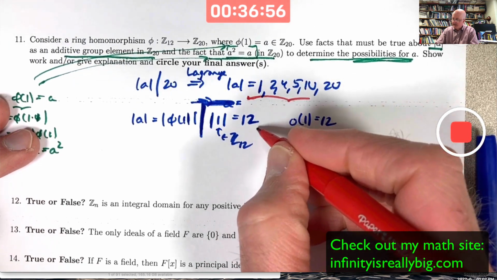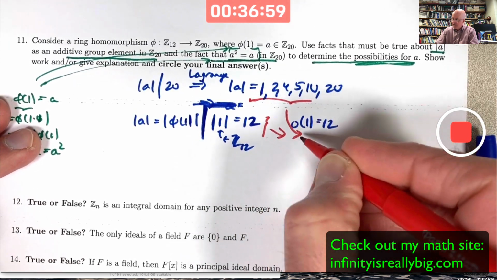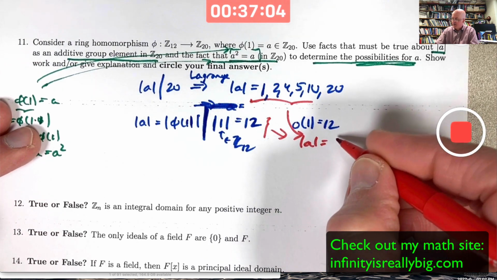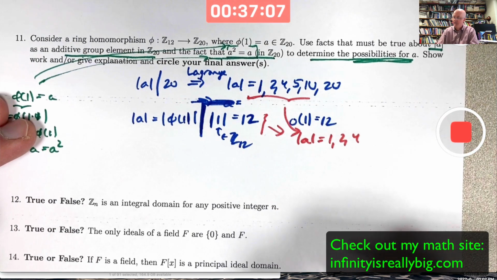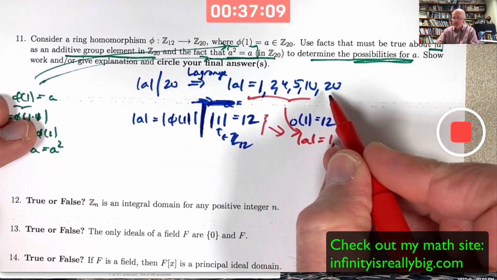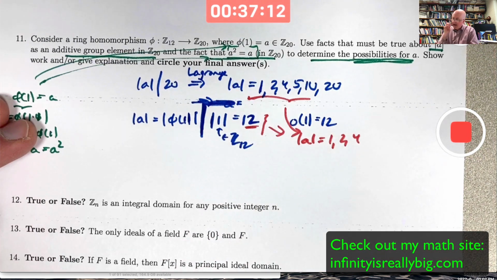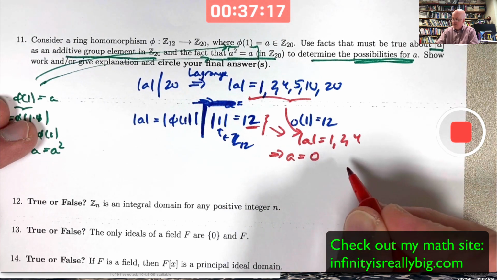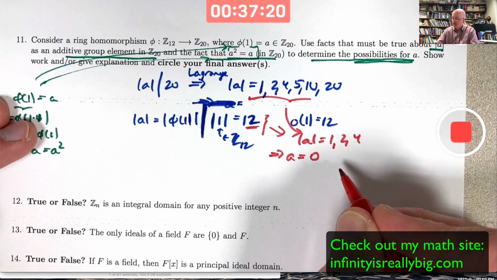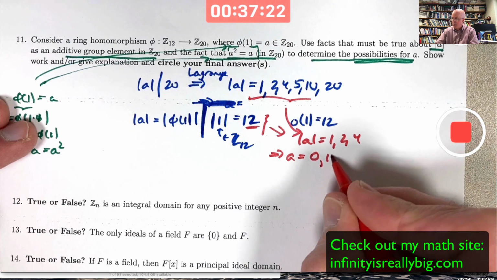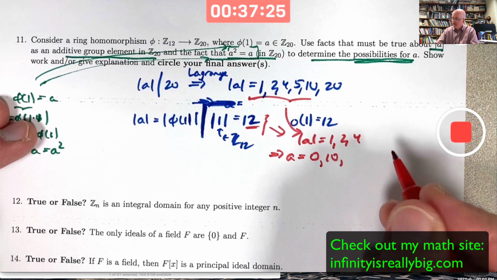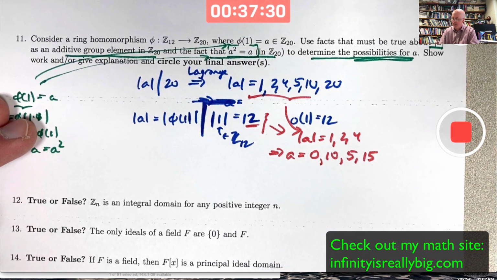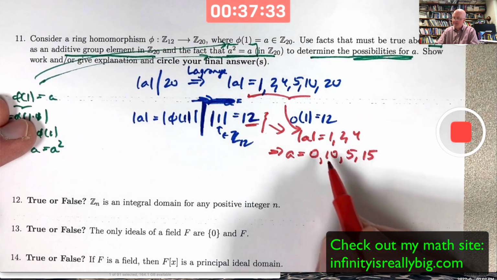If we take these possibilities and take this fact, the order of A as an element of the additive group Z20 must be either 1 or 2 or 4. Okay, because that's the only numbers from this list that also divide 12. And that does whittle down the possibilities of A itself. The element of order 1 is 0 under the group operation of addition in Z20. 10 has order 2. 10 plus 10 is 0. There are two elements of order 4, 5 and 15. So we've whittled down the possibilities, but we're not done.